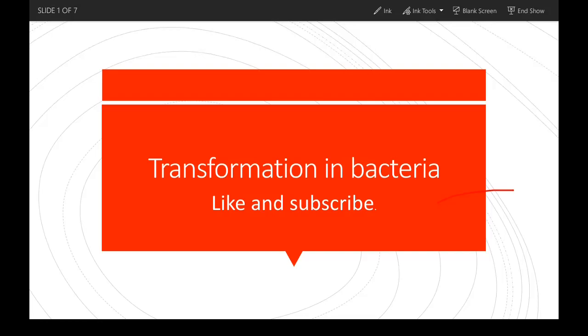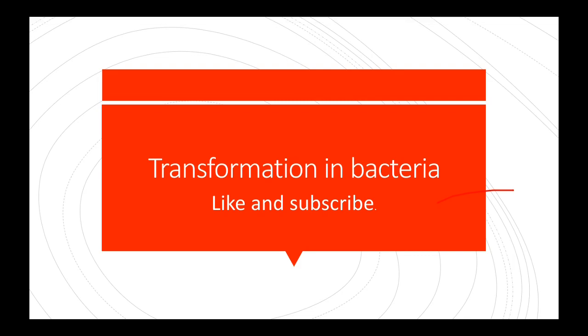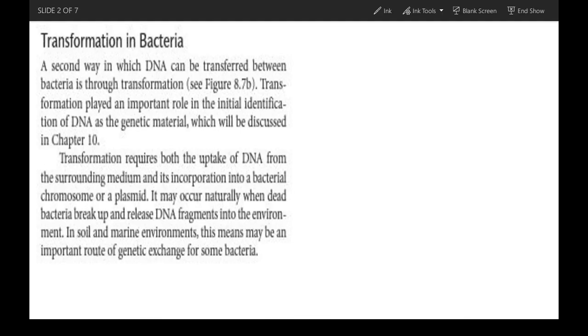Welcome. In this video, we are going to talk about transformation in bacteria, which is also a kind of genetic transfer, gene transfer in bacteria. We've already talked about conjugation in bacteria in an earlier video, and now we are going to talk about transformation. So let's start. Transformation is the second way in which DNA can be transferred between bacteria. Transformation played an important role in the initial identification of DNA as genetic material.